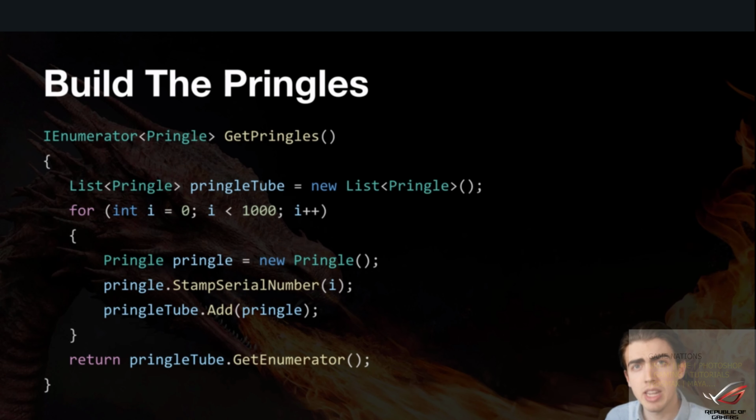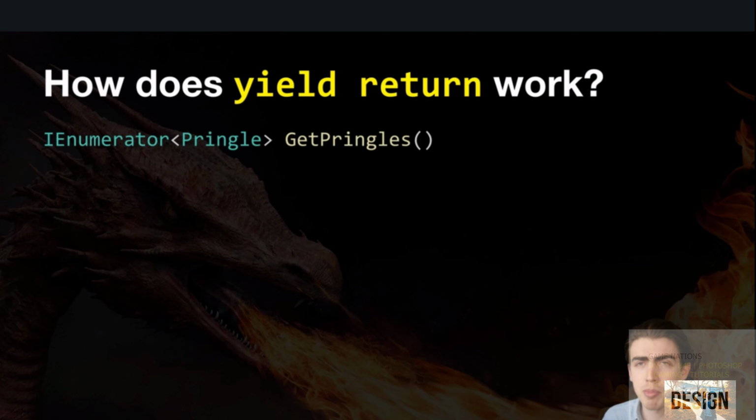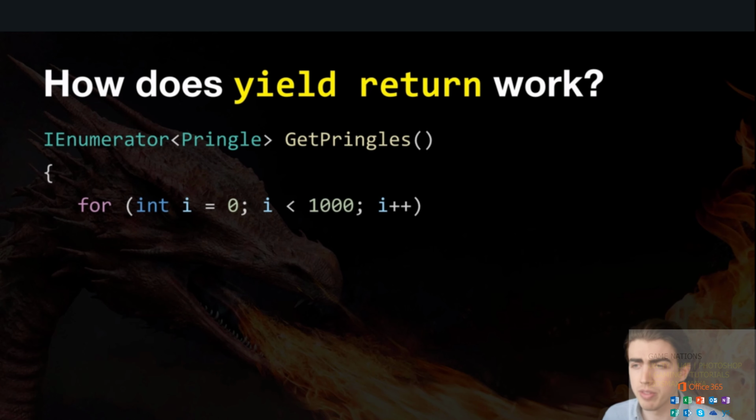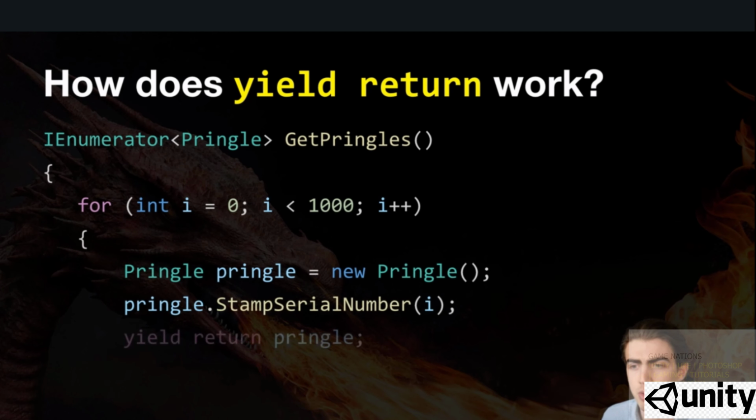But one of the really cool things about enumerators is that they allow you to lazily build Pringles. So we're going to talk about yield return and how it allows us to create essentially an infinite Pringle tube. So the get Pringles method, let's start in the same way. It still returns an enumerator which contains Pringles, basically. And how do we do this? Well, still got that for loop of creating 1000 Pringles, but instead we create the new Pringle, we stamp the serial number as before, but we yield return the Pringle.